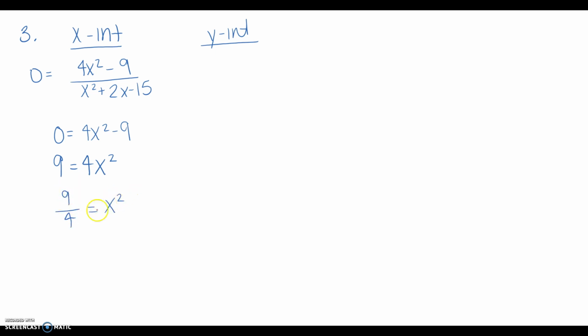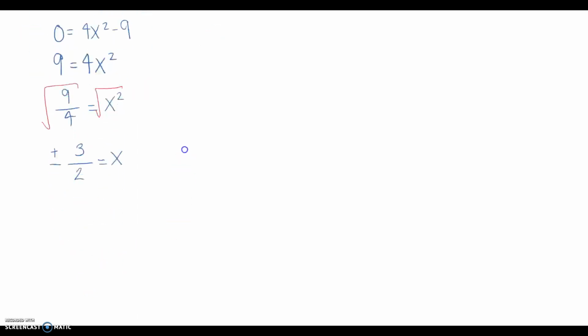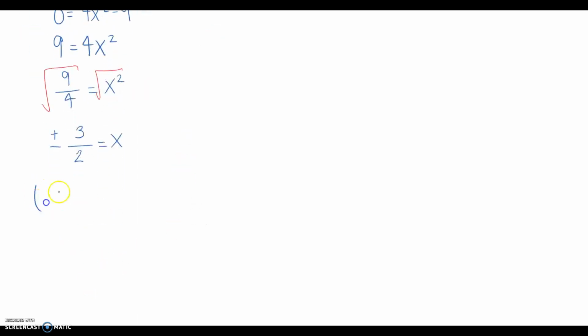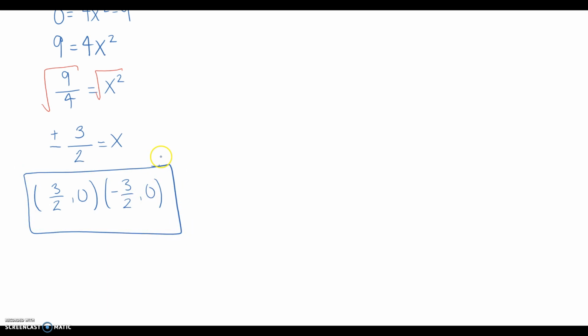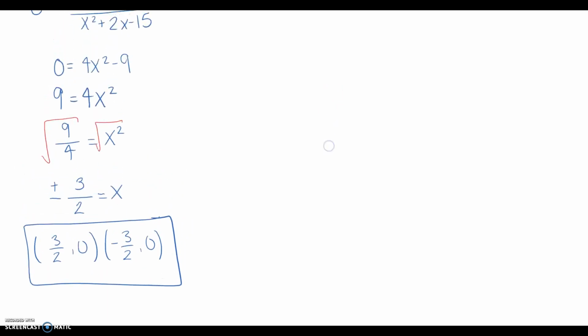Then we need to take the square root of both sides. When we take the square root, we're left with plus or minus. Square root of 9 is 3, and square root of 4 is 2. So we have two x-intercepts. One's at positive 3/2. The other is at negative 3/2. So those are our x-intercepts.